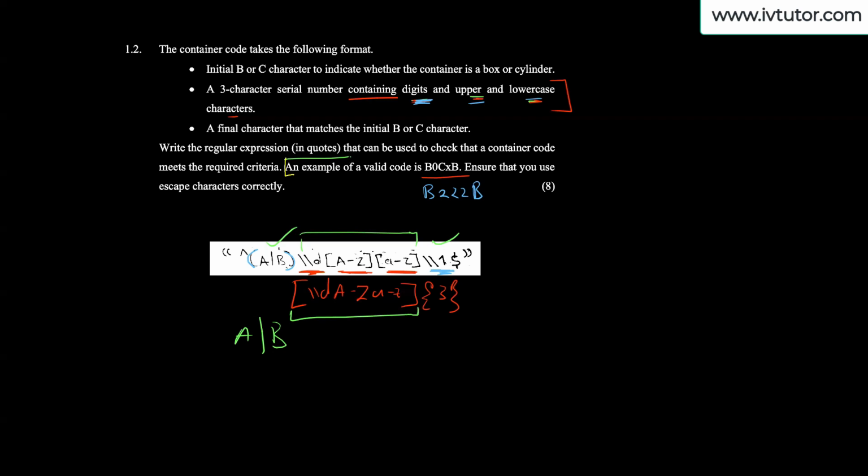Okay, any questions here? Anyone? Hi, Edmund. Hi. Yes, I've got a question here. I think I'm missing something. Because it says a final character. I mean, the last point here, it says a final character that matches the initial B or C. How do we, I've forgotten, how do we factor that?